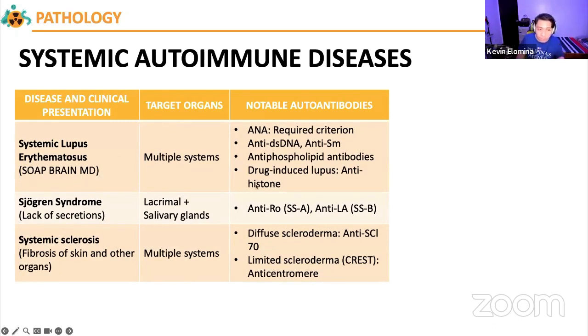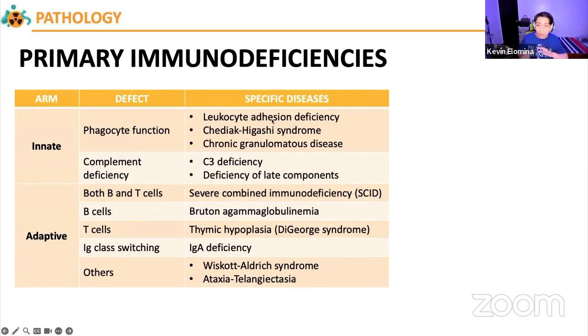So it involves multiple systems, and these are the notable autoantibodies. For your Sjogren syndrome, the main clinical presentation is the lack of secretions because it attacks your lacrimal and your salivary glands. While for your systemic sclerosis, it's fibrosis involving a lot of systems. Okay? Now, we also have, kung meron tayong mga autoimmune diseases, meron din tayong immunodeficiencies.